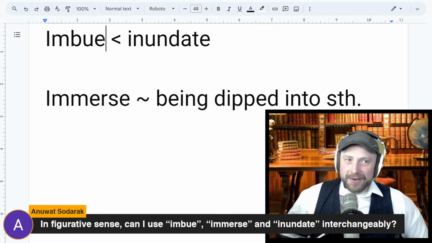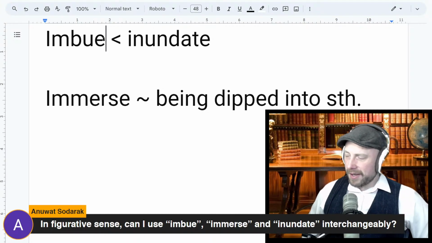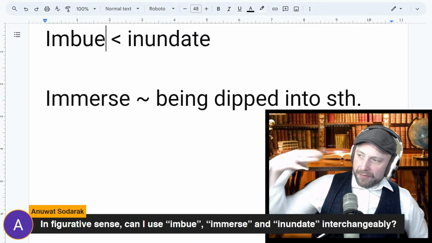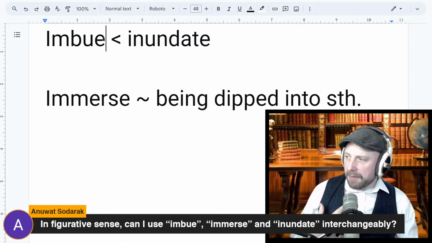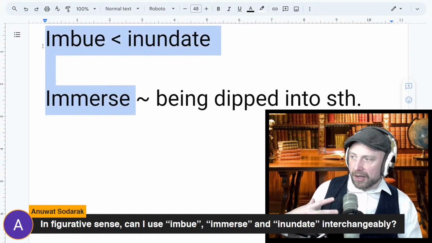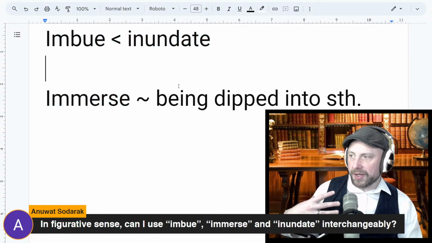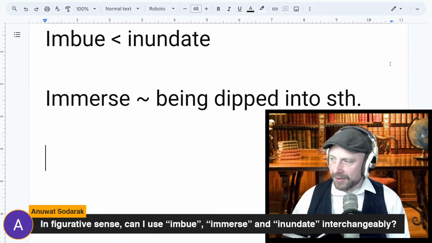So there are differences there, Anawat. I wouldn't say that they are interchangeable at all. When you're talking figuratively, there might be some sense where there's a crossover, but I think the best way of learning the differences here would be to look at collocations and how they're used. So when do people use imbued, inundate, and immerse, right?